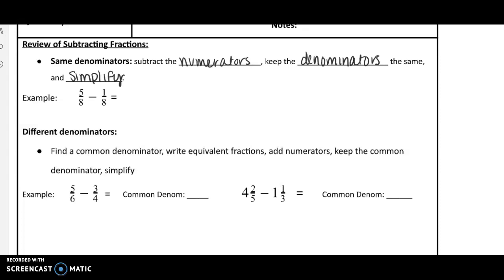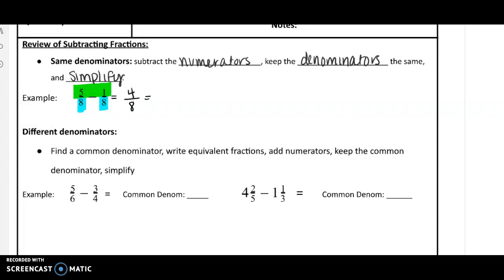So for example, we have the same denominators. We have 8 and 8. And so we keep the denominator the same, so we are going to put this over 8. And then we subtract our numerators, so just our top two numbers. 5 minus 1, that gives us 4.